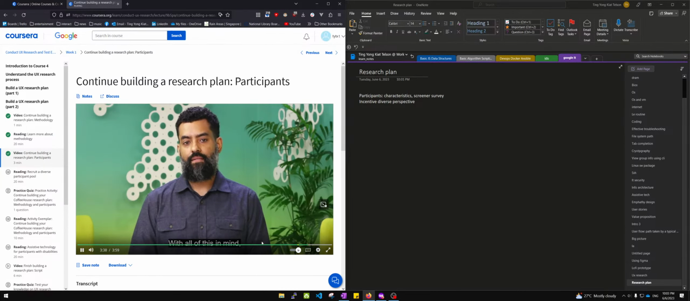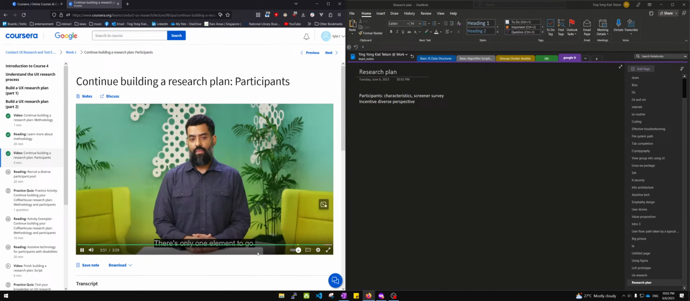With all of this in mind, you should be able to complete the sixth element of your UX research plan, participants. Without people to participate in your study, the study won't happen at all, so it's important to really get this part right. There's only one element to go.